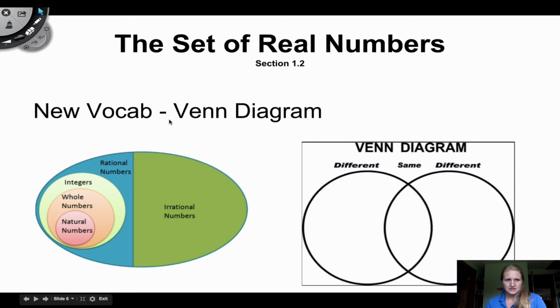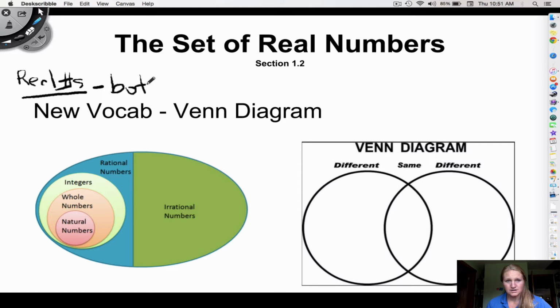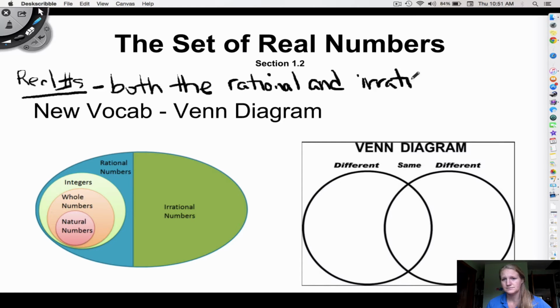What are real numbers? Let's put that definition in your notes again, because it will be relevant. Real numbers are both the rational and irrational numbers together. So all of them, any type of number. We're just dealing with all the numbers today, which kind of makes sense.